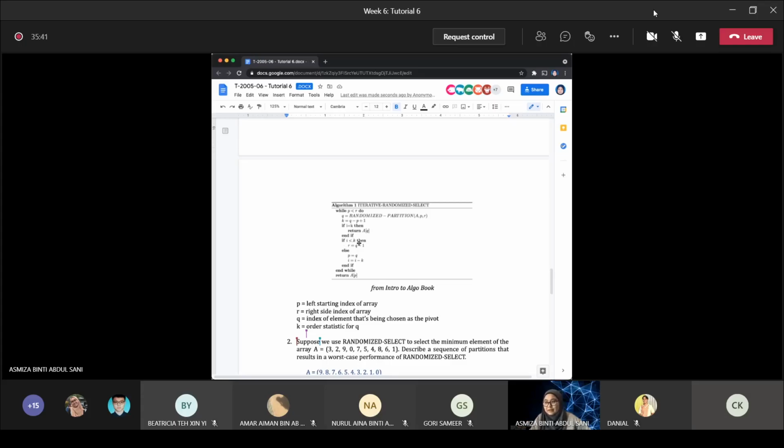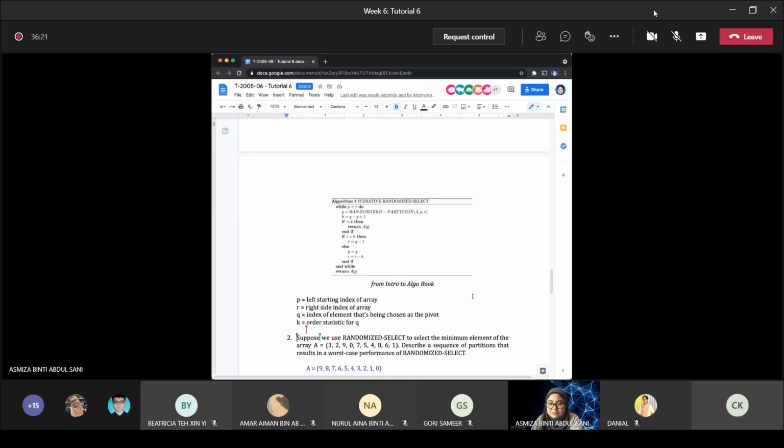All right. So if I is less than K, then you do the randomized partition again on either the upper subarray or the lower subarray. This is the difference between randomized select and quicksort. In quicksort, you do the partition on both subarrays until it completes. Okay, any question for this one? Good. Yeah.